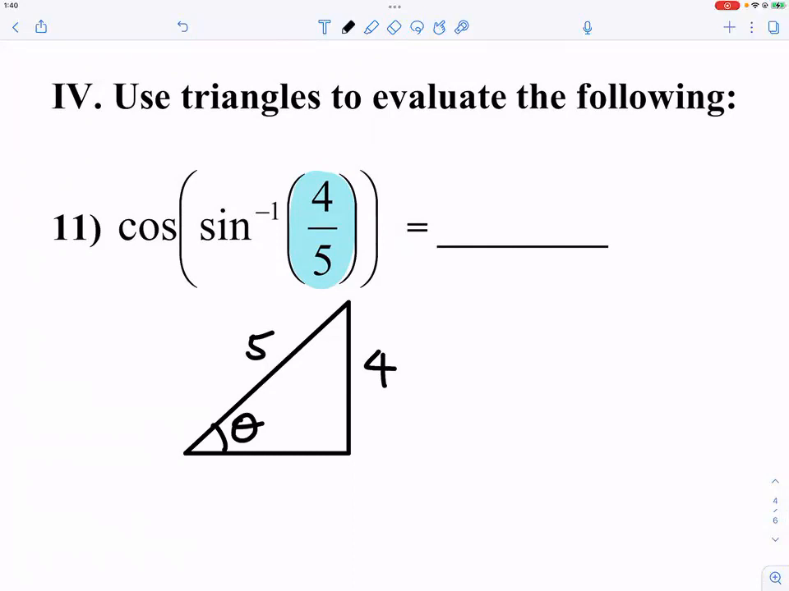This will involve you drawing a little triangle. You can label that theta. We are not trying to find out what theta is, but we'll label the angle. And if you draw this triangle on your paper, I hope there's a number screaming in your head right now. What's the number? The number is 3.